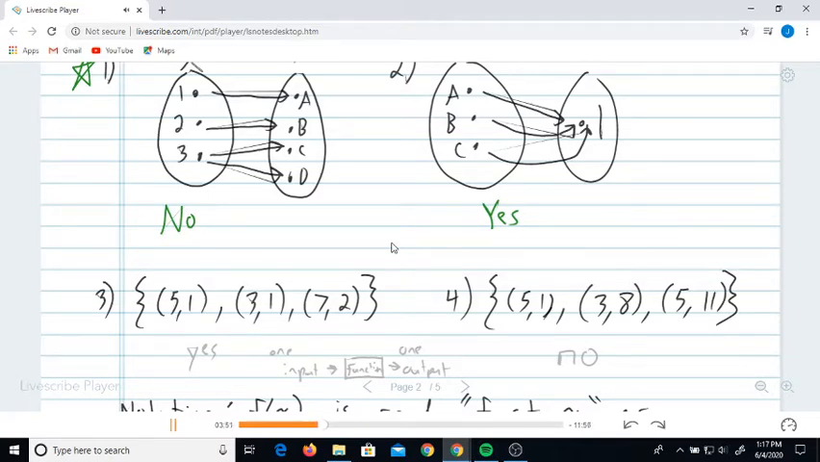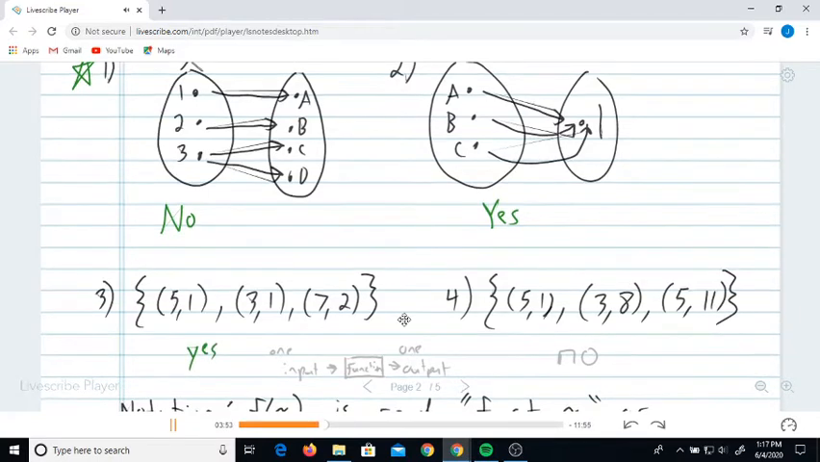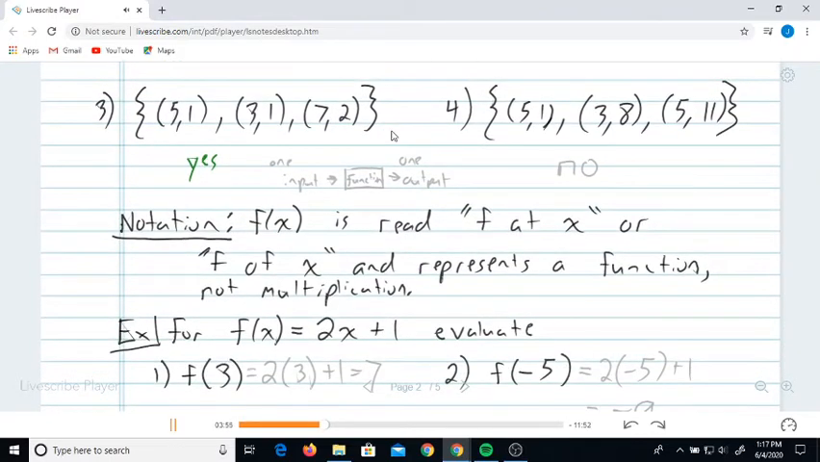So if we look at example number 3, this is a function because 5 has one output, 3 has one output, 7 has one output, whereas example 4 is not a function because input 5 corresponds to 1, but it also corresponds to 11. And so that's not a function because a singular input cannot have multiple outputs.